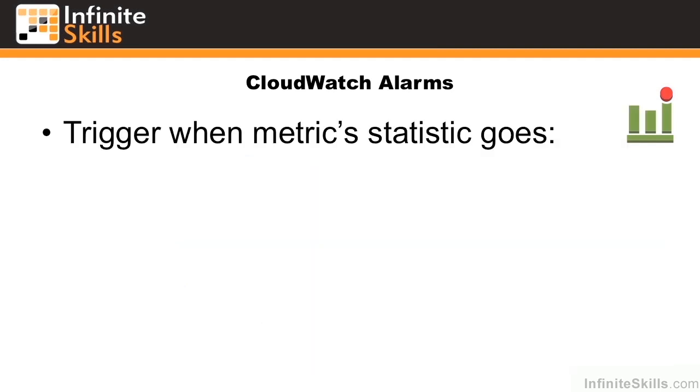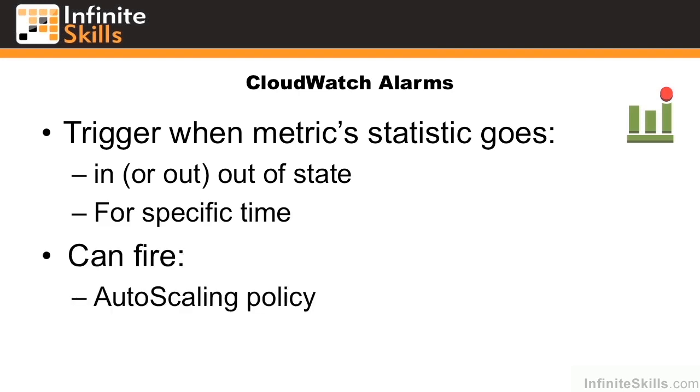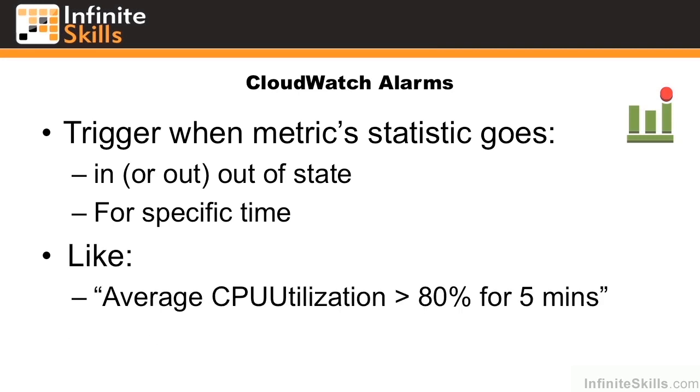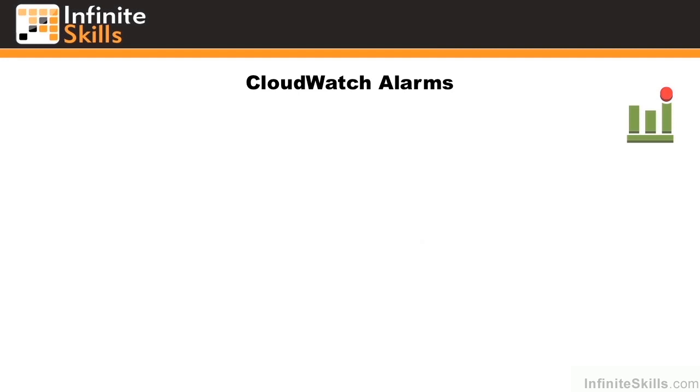CloudWatch alarms can trigger when a metric statistic either goes in or out of its threshold for a specific time. They can fire an AutoScaling policy or an SNS notification, or both. For example, if we have average CPU utilization at 80% for 5 minutes, and we want to fire an alarm on that, the metric that we're looking at is CPU utilization. The statistic is the average rather than the sum. The state is 80%, and the specific time is 5 minutes.